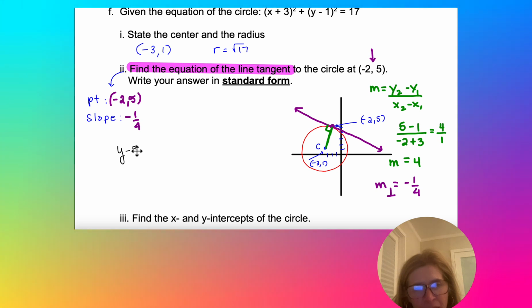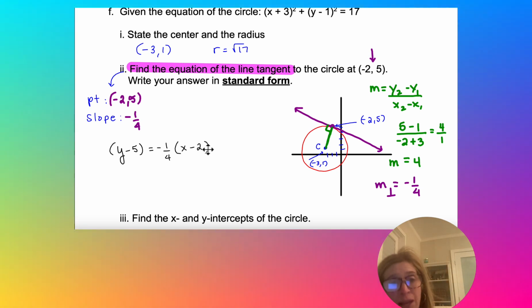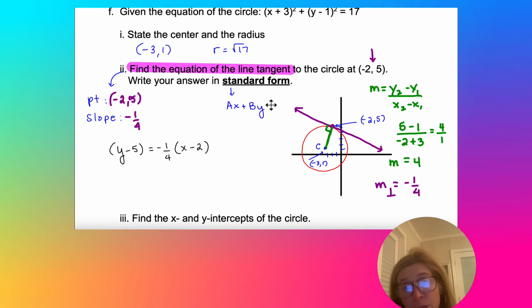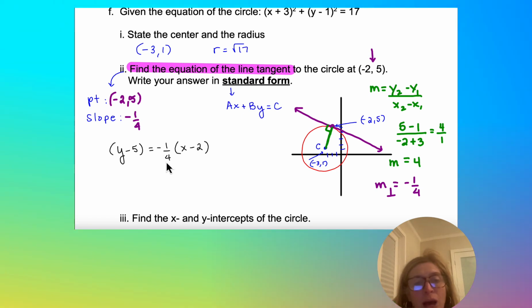y minus 5 equals negative 1/4 x minus 2. Okay, so now I have an equation of a line, but I want an equivalent equation. I want the standard form equation. So now all I have to do is manipulate this equation and get it into standard form. Standard form is ax plus by equals c, where a and b are integers. So they have to be whole numbers, positive or negative, depending on what your teacher says they want a to be. So how would I do that?